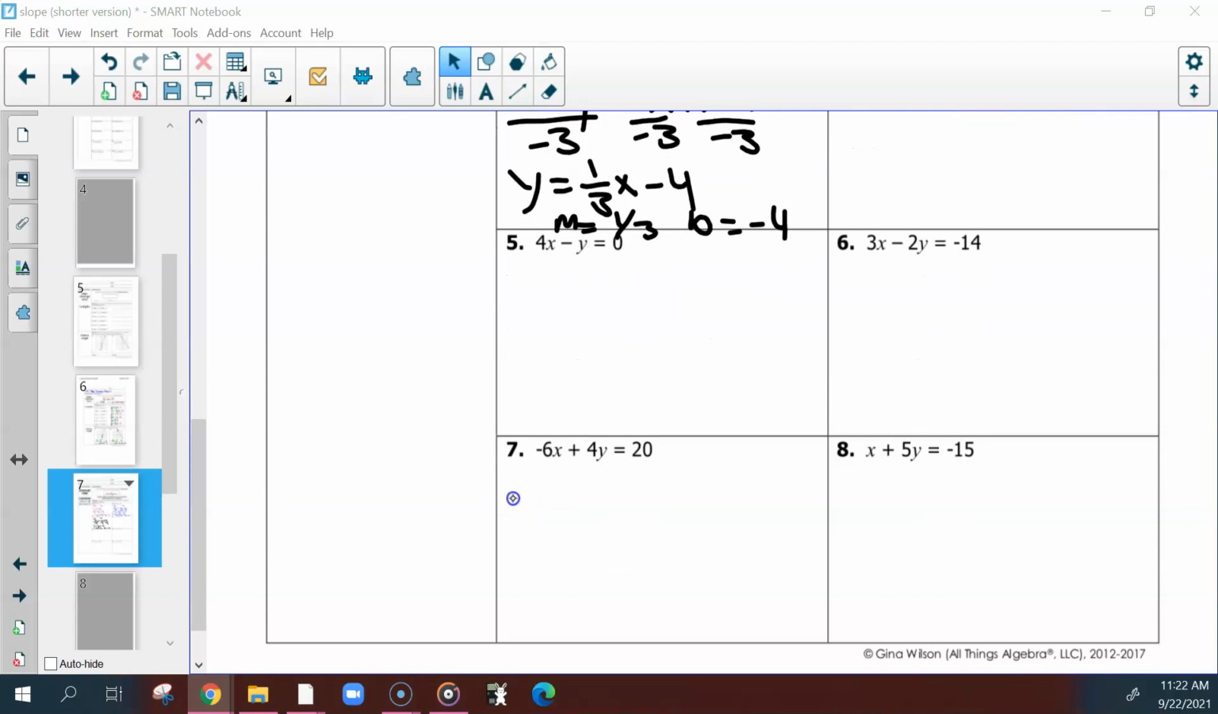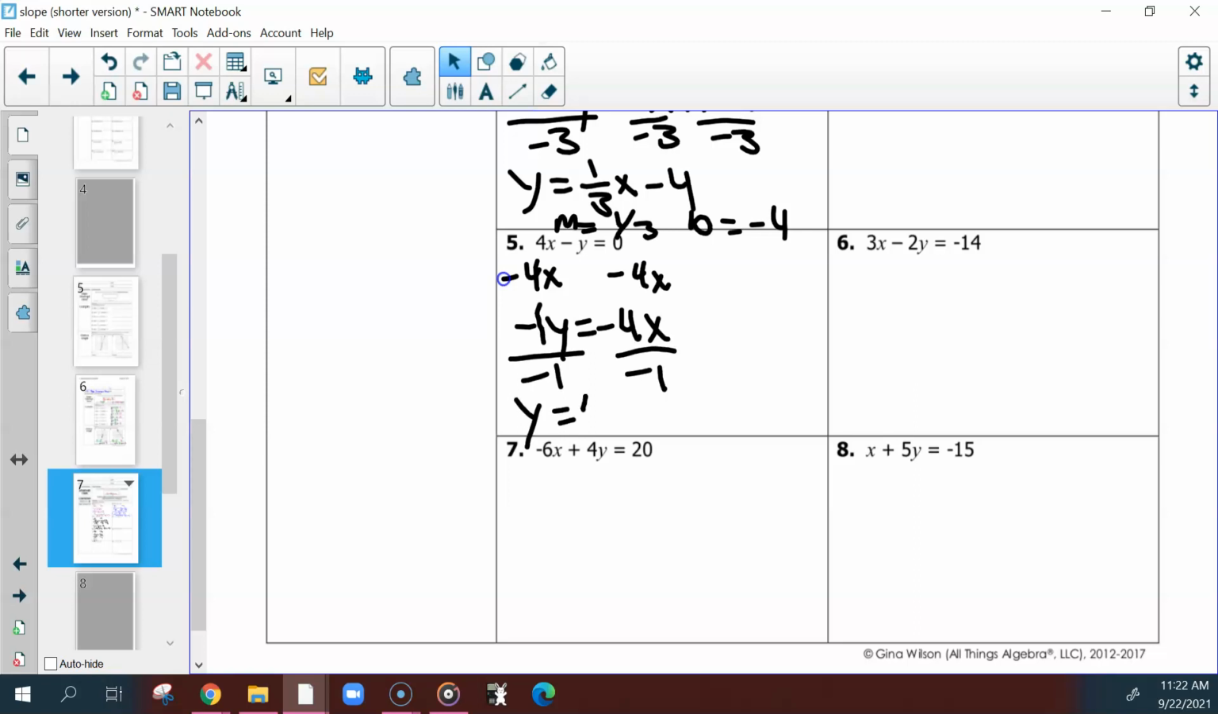Number 5, same thing. We need to move our 4x to the other side by subtracting. Because we're subtracting 0, you can put negative 4x plus 0, but you don't need it. There is a 1 in front of the y, so when I'm dividing both sides, that's what I'm dividing by: negative 1 to both. We get positive 4x. So our m would be 4, our y-intercept would be 0.